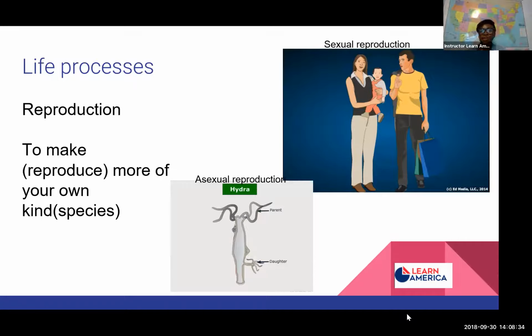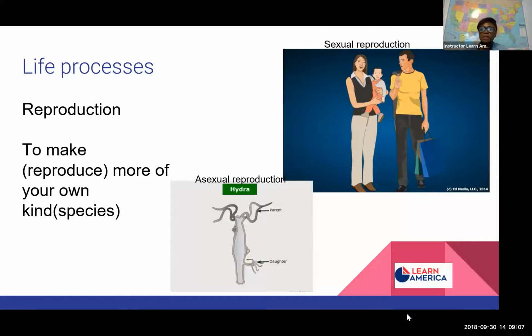Reproduction, as I mentioned before, is characterized as one of our life processes, but it's not necessarily needed for an organism to maintain life. And reproduction itself is where a species will make one of its own kind. It will reproduce that specific species. There's two ways that this process can occur. It could be through sexual reproduction or asexual reproduction. And we will be exploring these two concepts.